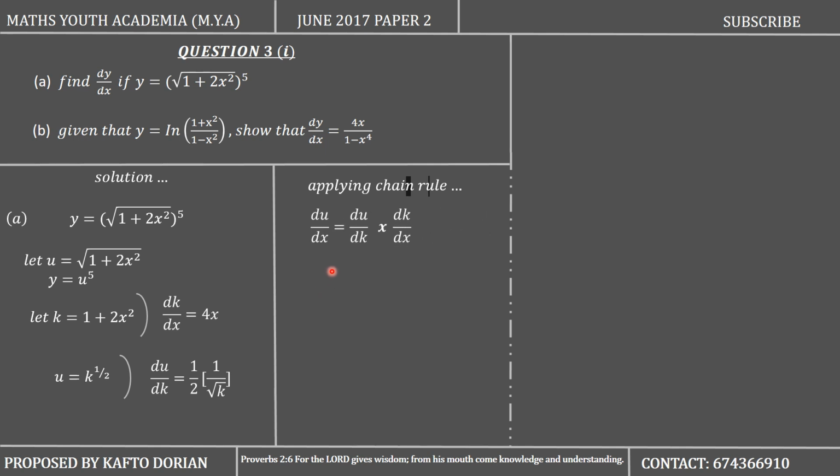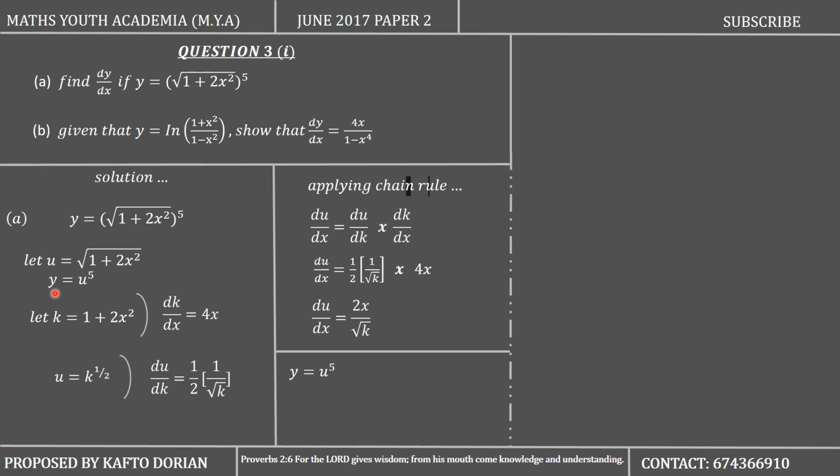Applying the chain rule to find the derivative of u with respect to x, you'll be having du on dk times dk on dx, in which the dk will cancel, and we remain with du on dx. Okay, du on dk, we have it as half times 1 on root k, times dk on dx, which is 4x. Simplifying correctly, we'll be having 2x on root k.